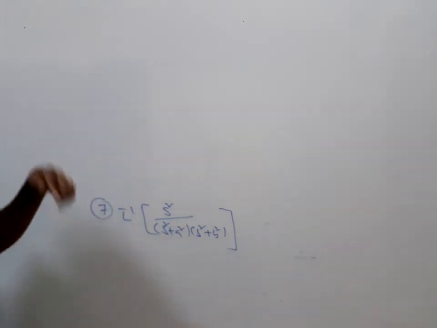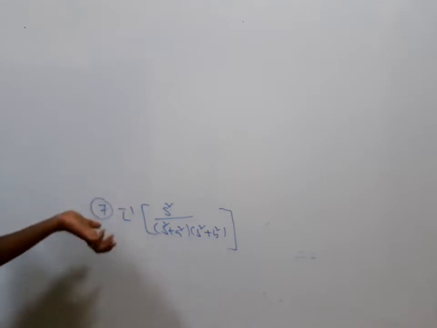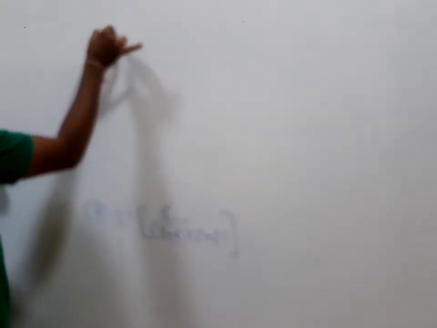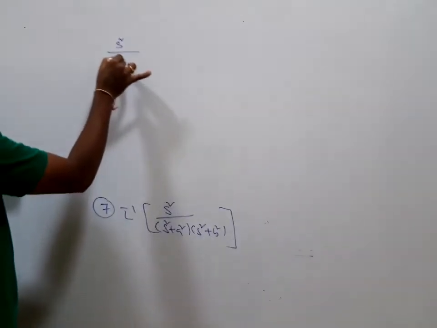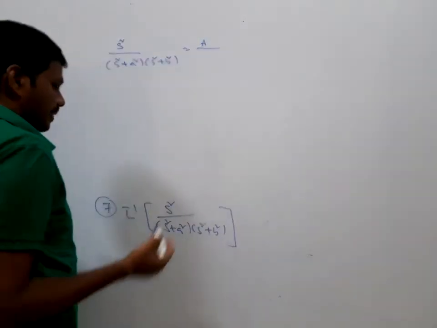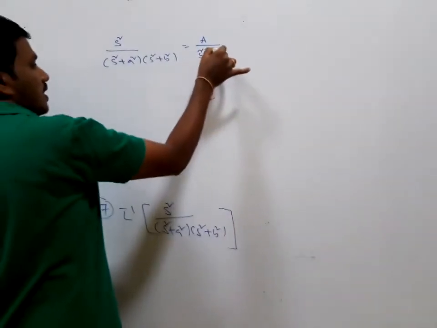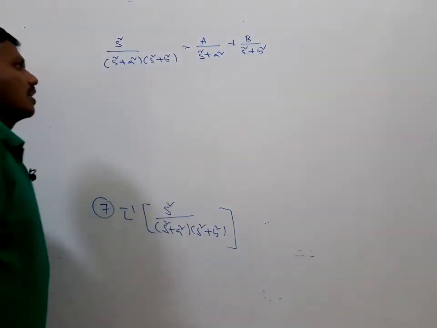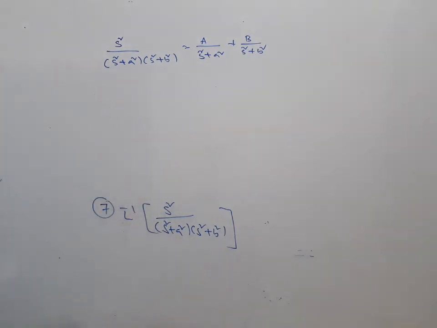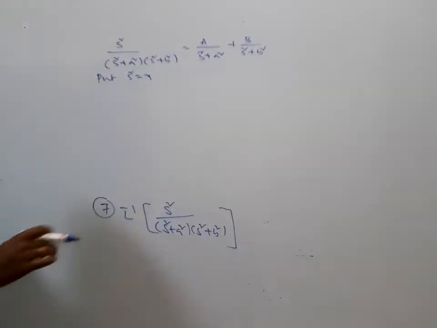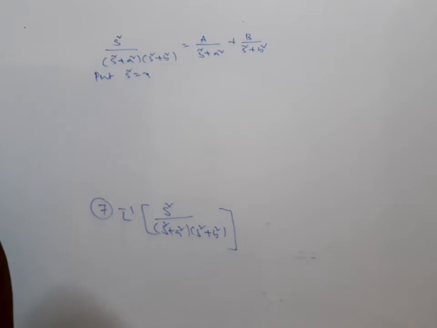Generally we write s plus ai, s minus ai, s plus bi, s minus bi, which is more complicated. So in order to overcome this situation, I am going to write s square divided by (s square plus a square) into (s square plus b square) equals a divided by (s square plus a square) plus b divided by (s square plus b square). The numerator and denominator on the LHS are functions of s square, so I put s square equal to x, and after getting the results I replace x with s square.